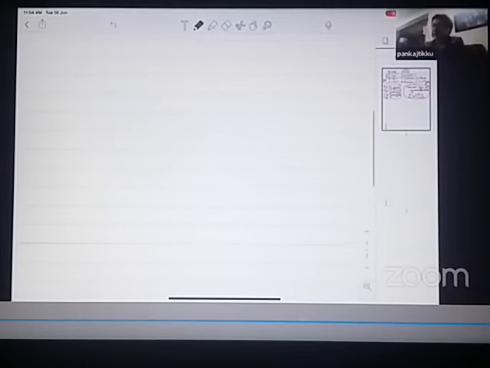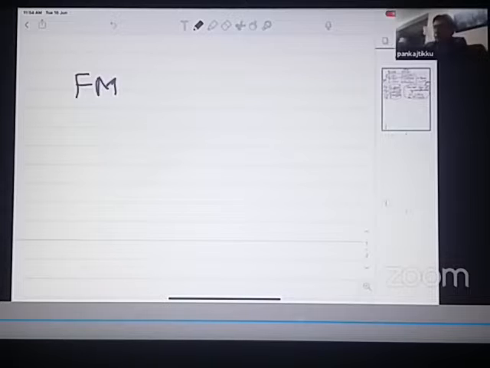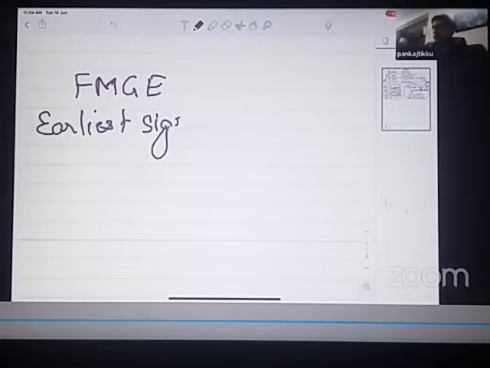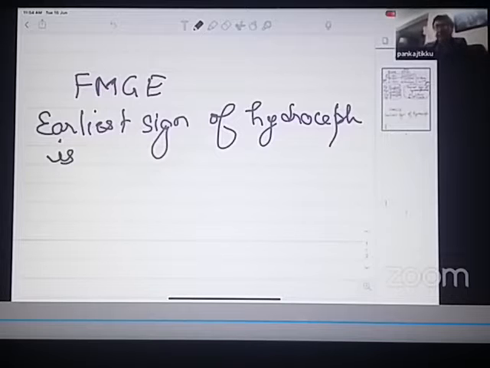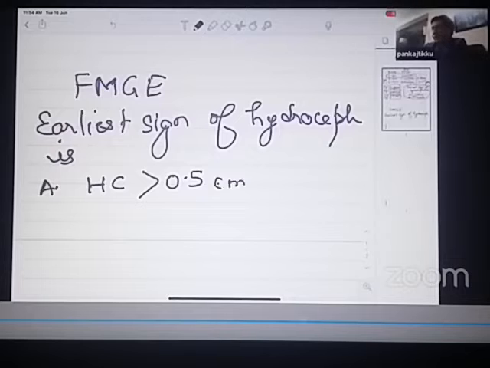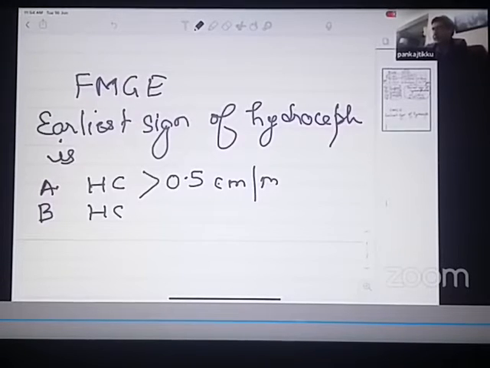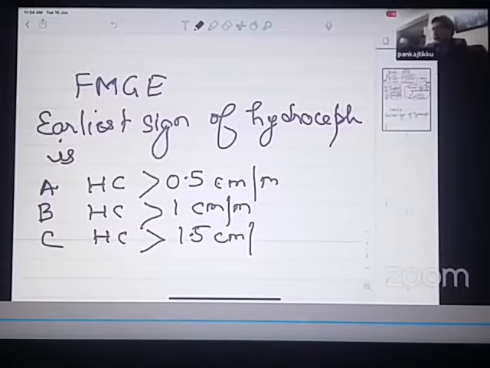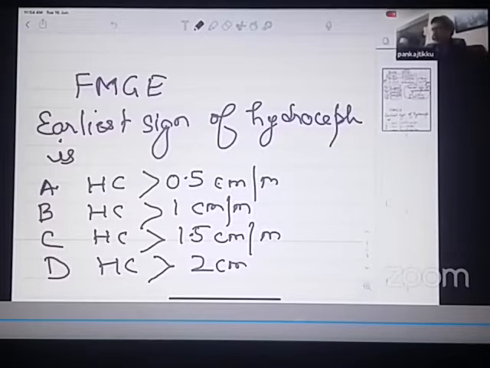So suppose this is an FMG question I'm asking you. Earliest sign of hydrocephalus is: choice A, head circumference growing more than 0.5 centimeter per month. B, head circumference growing more than 1 centimeter per month. C, head circumference growing more than 1.5 centimeters per month. And D, head circumference growing more than 2 centimeters per month. So what is the earliest sign? Answer is D.